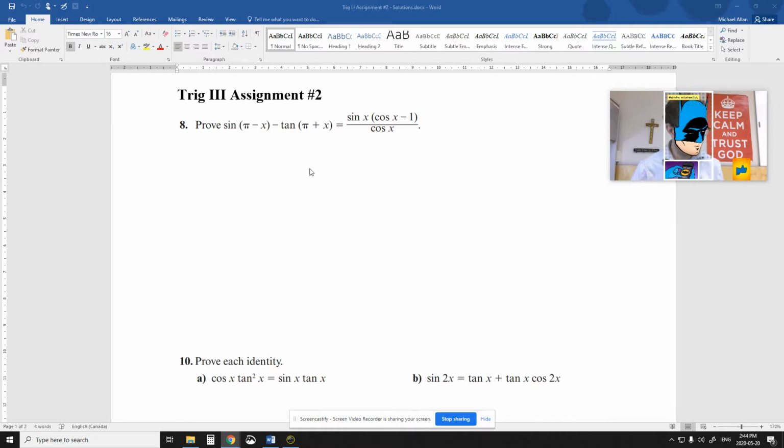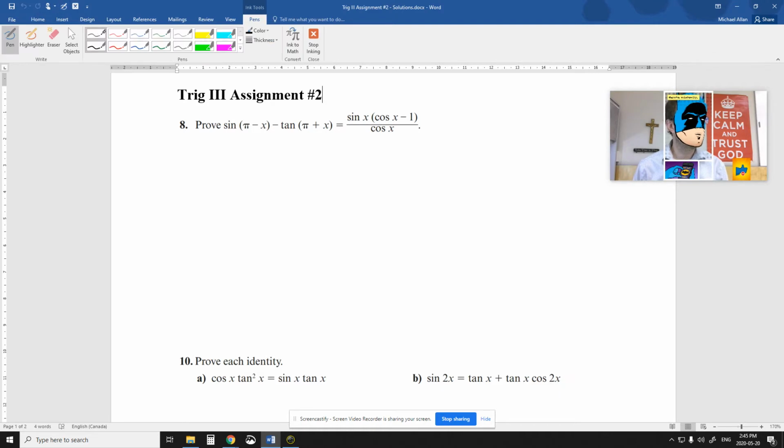Let's solve these. So we want to prove this identity, and you can see that there's a few different things happening in this one. It's a pretty weird looking one. Okay. So I want to get rid of some of these because you notice that I have a difference identity here for sine. I have a sum identity here for tan, and then on the other side I don't have any of that. I just have sines and cosines and stuff. So I probably want to get rid of this difference identity for sine.